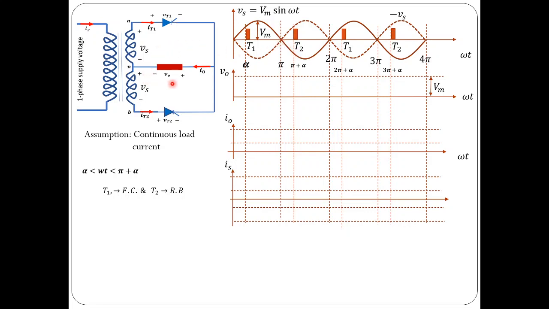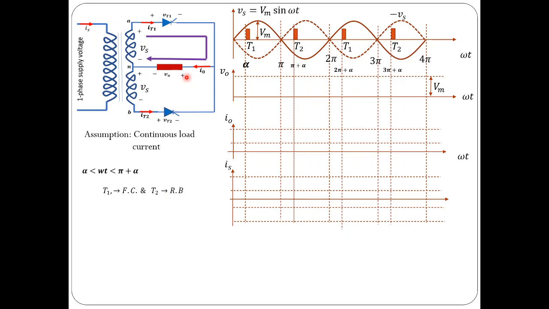The inductor in this load would make sure that current is still flowing through thyristor 1. Thyristor 1 is still forward biased, still in forward conduction mode, even after omega t equal to pi. So from pi to pi plus alpha, thyristor 1 would be conducting, and the reason for that is the highly inductive nature of the load. So for omega t from alpha to pi plus alpha, thyristor 1 is in forward conduction state and thyristor 2 is reverse biased.